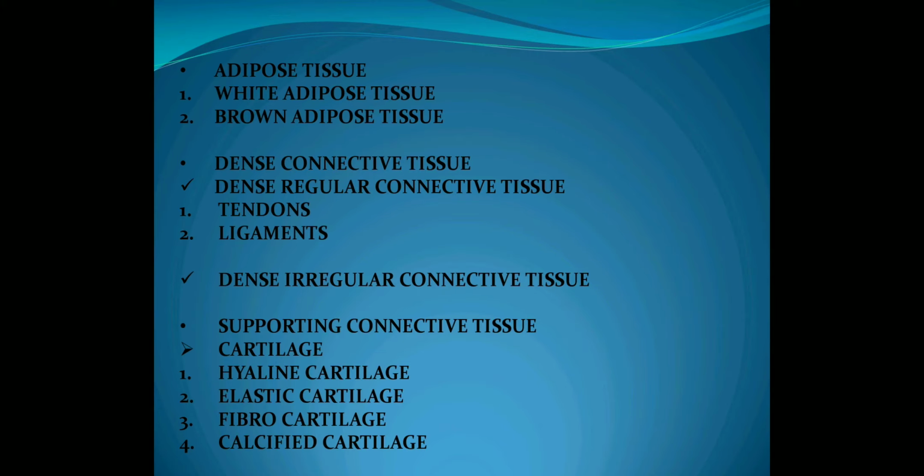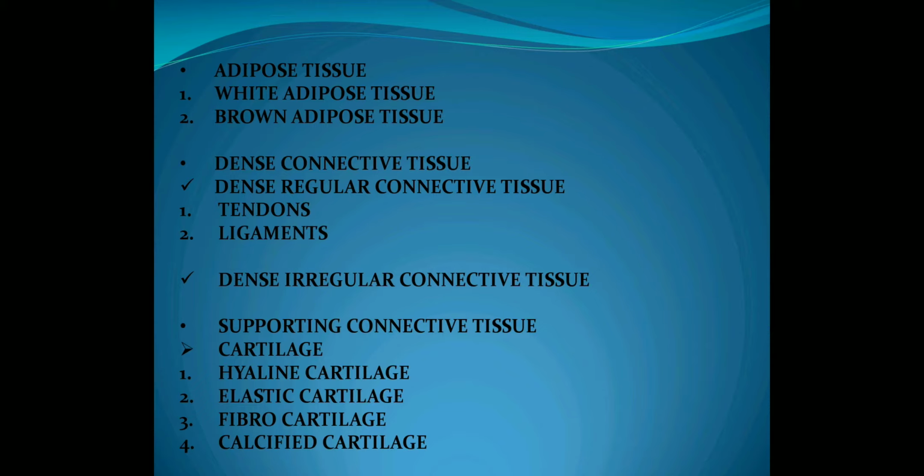In the last lecture, we studied the details of adipose tissue. In that, we studied white adipose tissue and brown adipose tissue. Then we studied details of dense connective tissue. In that, we studied two types, that is regular and irregular. In dense regular connective tissue, we studied tendons and ligaments. Then we studied the details of dense irregular connective tissue.